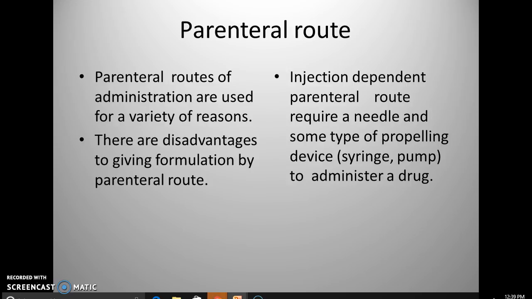Okay, so we finished with the enteral route. Now we're talking about the parenteral routes. And remember, that's any entry into the body of a particular medication outside the alimentary canal. So parenteral routes of administration, there are many different reasons why they are used. There are major advantages and disadvantages by giving formulations by the parenteral route.